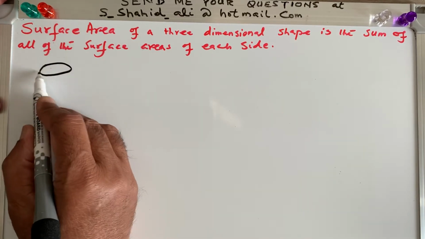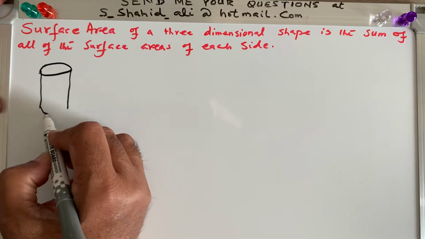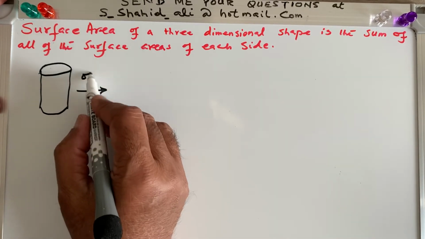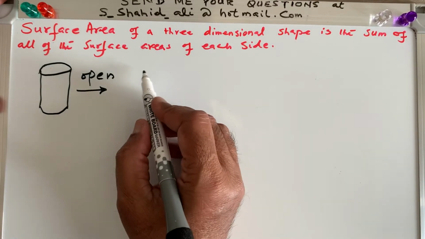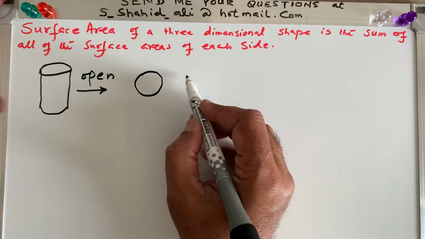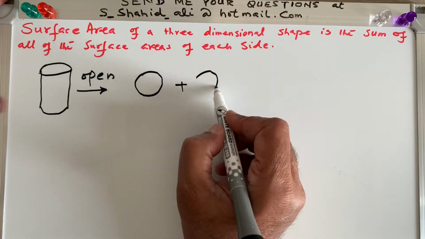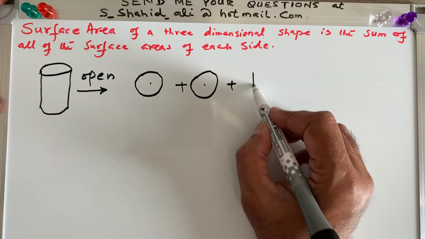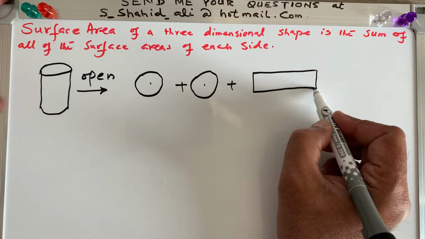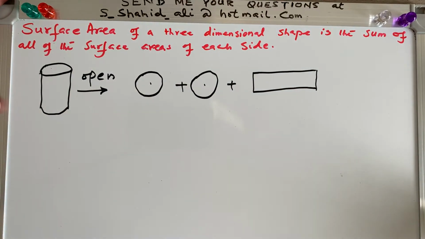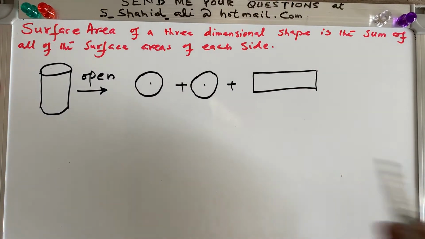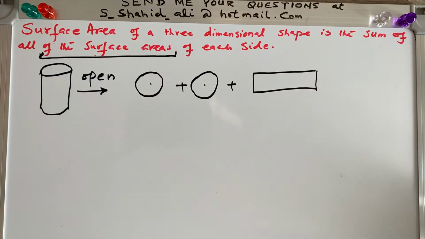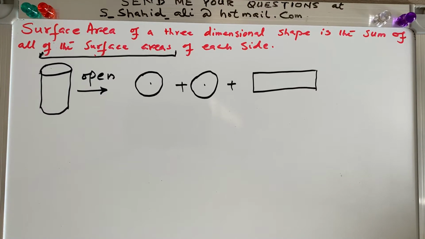So if we have a cylinder, this is some kind of cylinder, and if we open it, what do we get? As we define the cylinder, it has two circular shapes, top and bottom, right? So this is my top and bottom, two circular shapes plus a rectangle. So these are the shapes which we have. What we have to do is add all of the surface areas of each side. So what sides are involved here? We have two circular shapes and one rectangle shape.